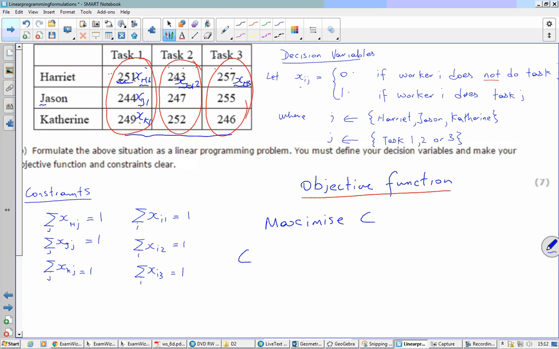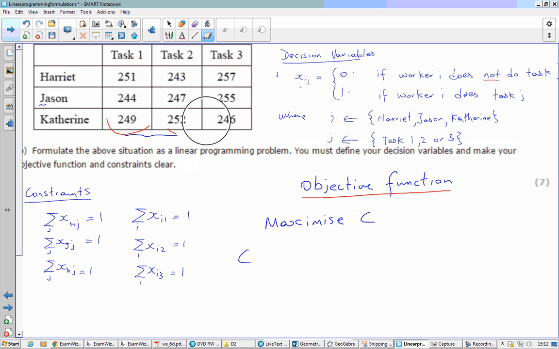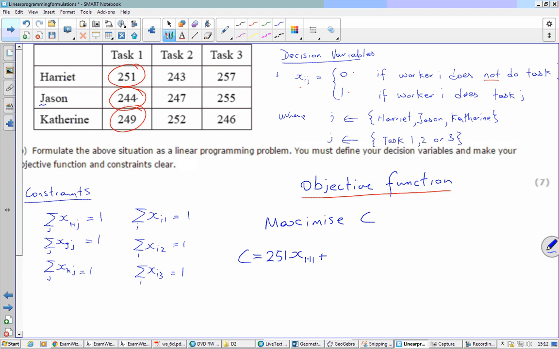Now we need the coefficients. I'll rub all this out now. We need these numbers together with all the suffixes associated with them, all the letters. So we're going to have to write all 9 of them out very carefully with the coefficients. 251 times xh1 plus 244 times xj1 plus 249 times xk1. I'm going to start writing the next ones on the row below, just as a nice check that it's all lined up properly.